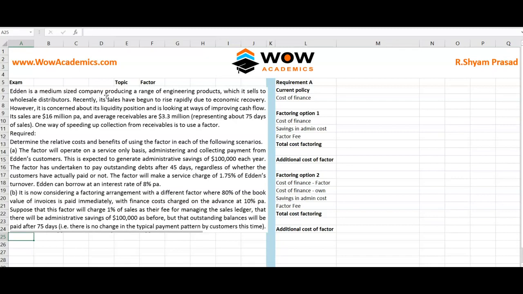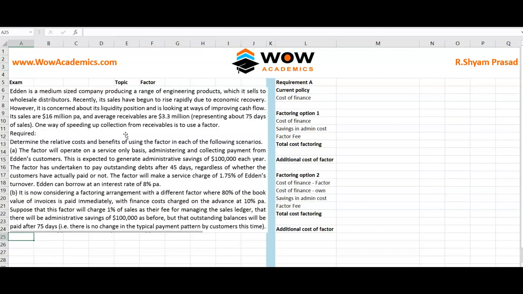Eden is a medium-sized company producing a range of engineering products which it sells to wholesale distributors. Its sales have recently begun to rise rapidly due to economic recovery. However, it is concerned about its liquidity position and is looking at ways of improving the cash flow. Its sales are 16 million per annum and the average receivables are 3.3, representing about 75 days of sales.